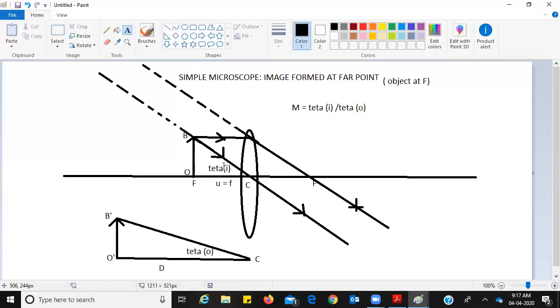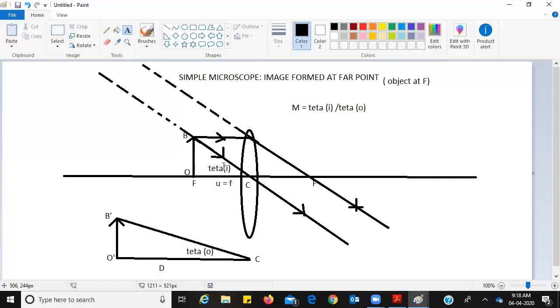Because FC, the distance, is not the near point. It's not 25 centimeters. That's an important point. When you find theta O, the object should always be at 25 centimeters. Otherwise, you should transfer the object to 25 centimeters for finding theta O. Okay, yes, sir.